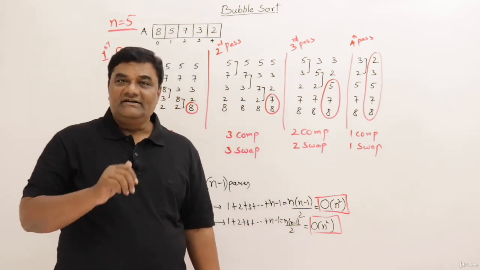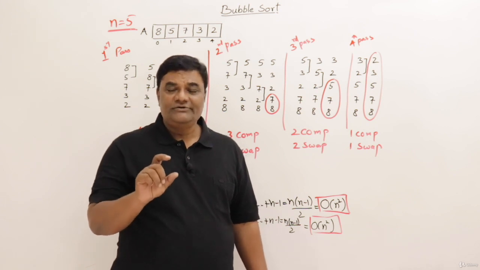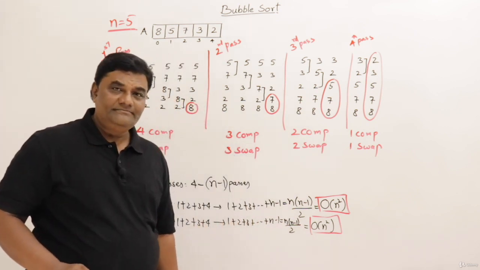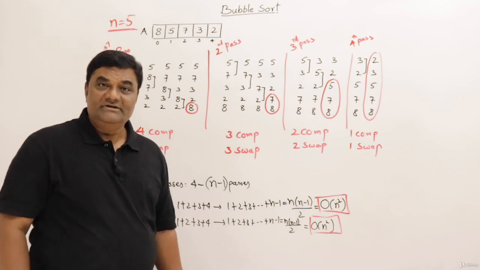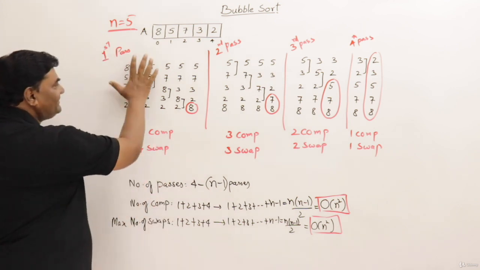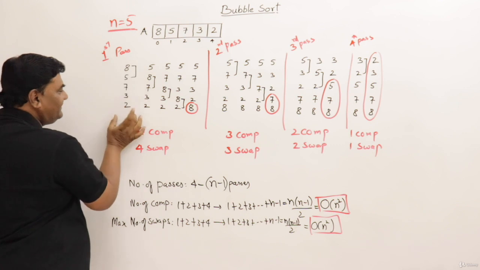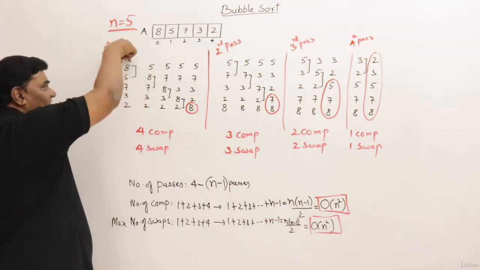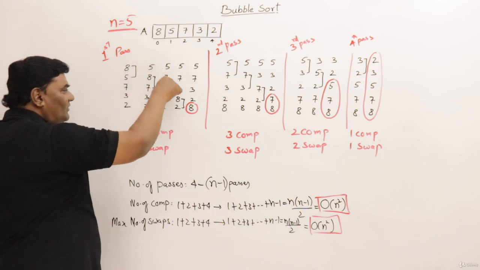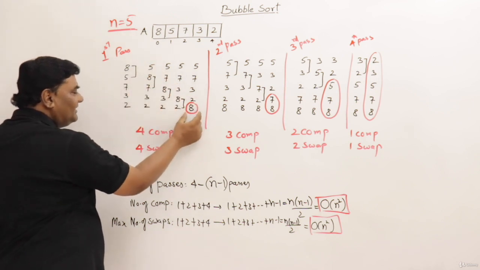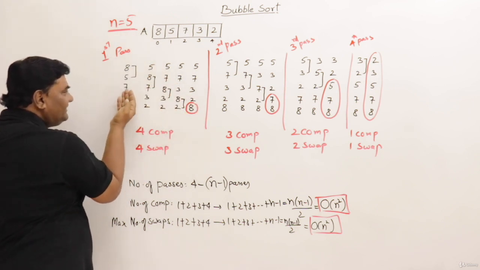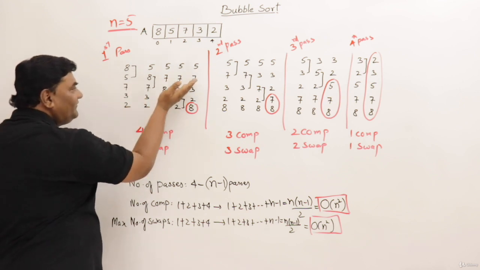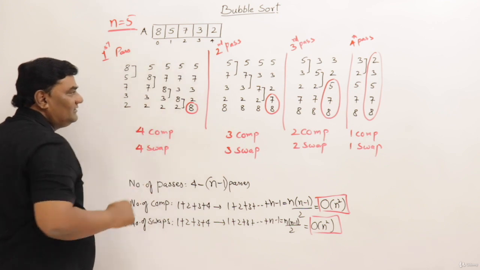Before going to that analysis, let me discuss a few interesting things about bubble sort. First one: why is it called bubble sort? This was the list of elements, right? 8 is the heaviest element. So if you drop it from here, it goes down and settles at the bottom. And the other elements like 2, 3, 7, 5 are lighter elements. So they are slowly moving up.